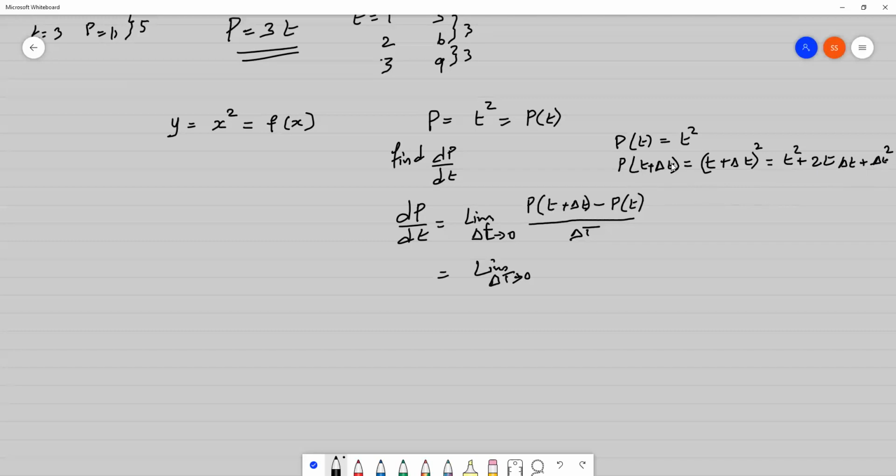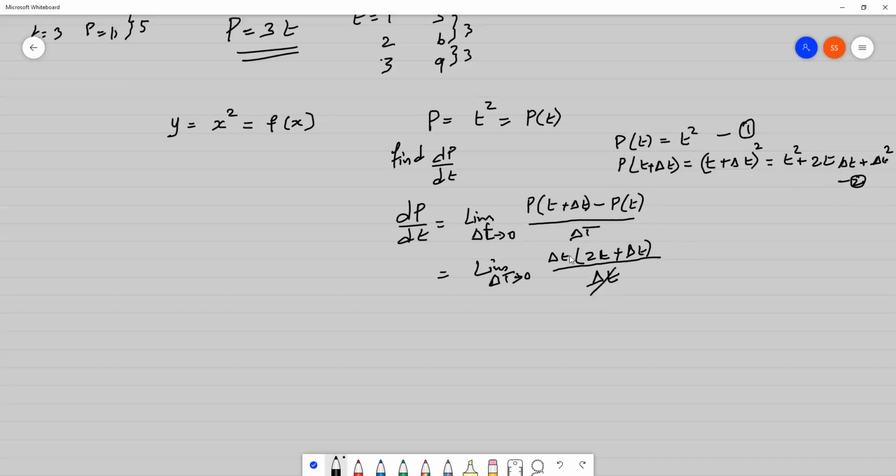Now what will be p of t plus del t minus p of t? This is the first equation maybe, and this is the second equation. What you have in the numerator is second equation minus first equation. When you subtract, this t squared and this t squared will get cancelled. So I will get 2t del t plus del t squared. Maybe I can take del t common outside and write it as del t into 2t plus del t. See, when I take this del t inside, it becomes 2t del t plus del t squared. The t squared and t squared get cancelled because I am subtracting the second equation minus the first equation, divided by del t.